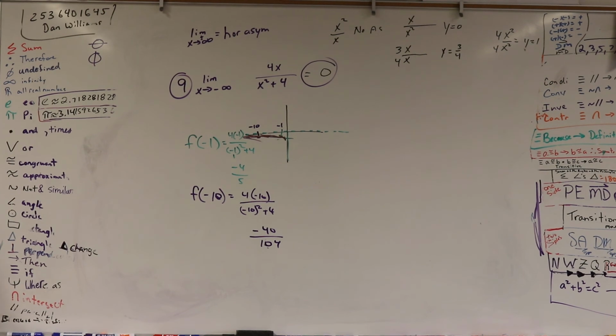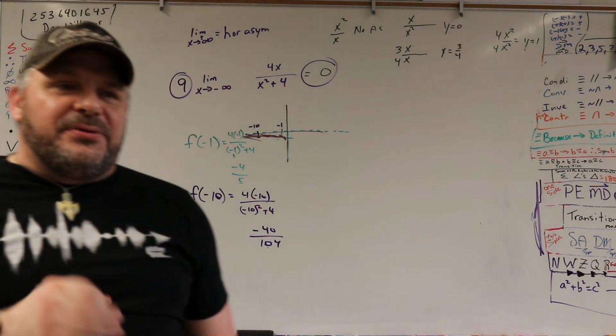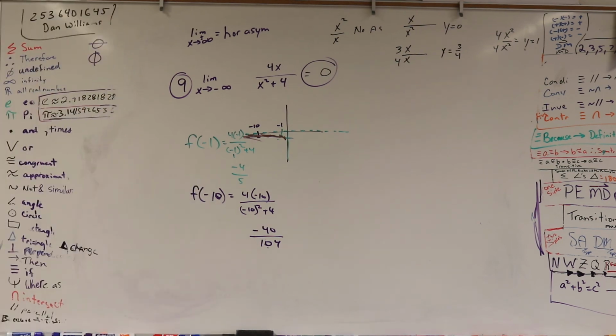These are kind of confusing. Yeah, these are a little confusing, but so were the others in the beginning. One thing you just have to remember is the rules of asymptotes. Once you know the rules of asymptotes, you're going to be fine.